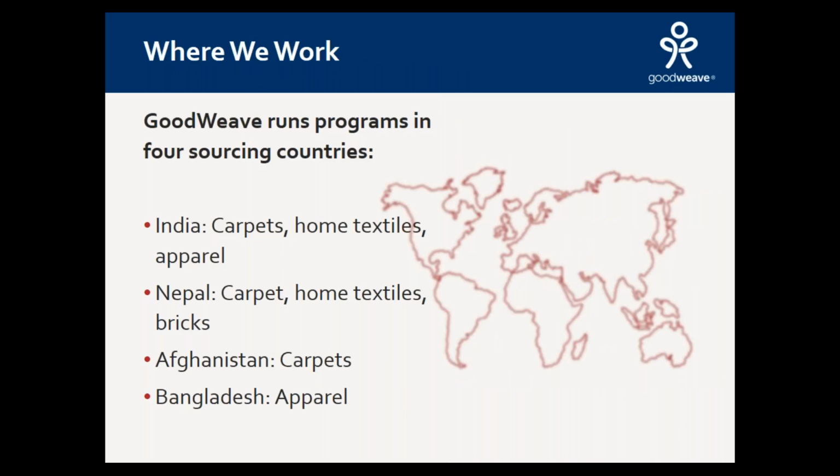So what began as a grassroots effort in India is today a global organization, GoodWeave International. We work in a number of locally led and registered affiliate offices. We are present in South Asia, North America, as well as Europe. We work on the carpets, home textiles, and apparel sectors in India, carpets and home textiles and bricks in Nepal, carpets in Afghanistan, and we recently launched our apparel work in Bangladesh too.